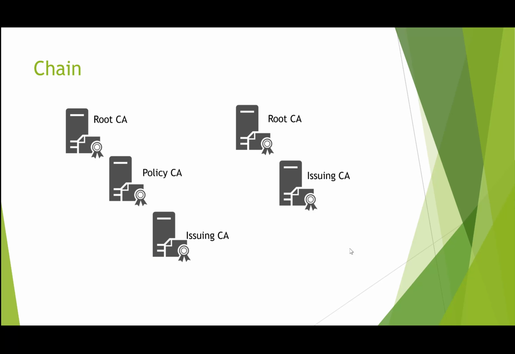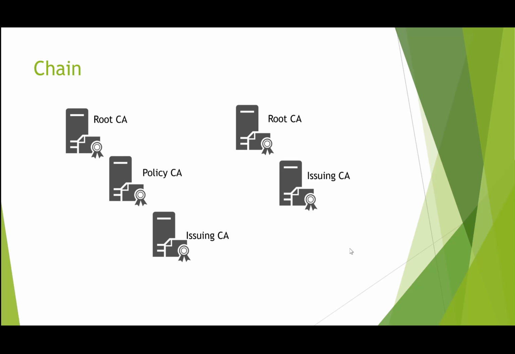So here are two types of hierarchies. The one on the left is a 3-tier hierarchy, because it has 3 tiers, obviously. The second one on the right is a 2-tier hierarchy. Most PKIs that you see in corporate environments are the one on the right, where you have 2 tiers. First we'll talk briefly about the one on the left, the 3-tier hierarchy. In this example, you have a root CA.